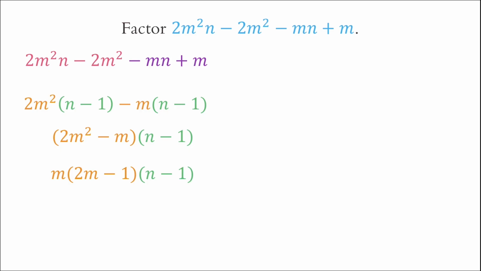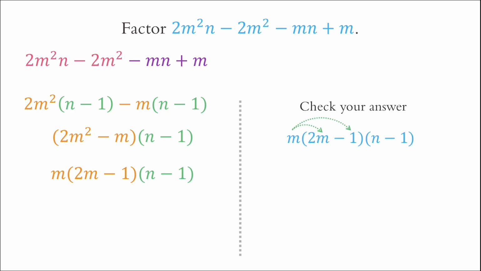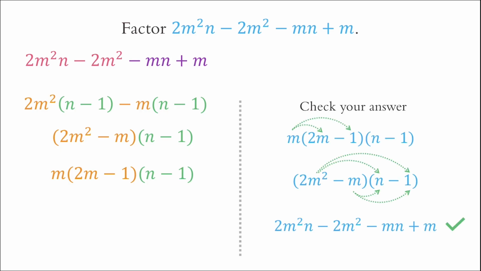Great! As always, let's check our work by expanding the factors. When we multiply this back out, we get 2m squared n minus 2m squared minus mn plus m, which matches our original expression. So we factored correctly. Great work! Now you're ready to factor many different kinds of polynomial expressions.